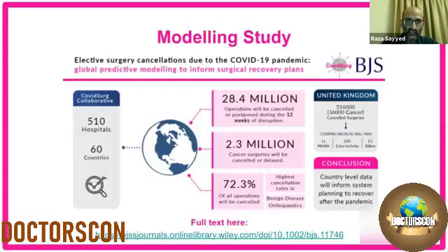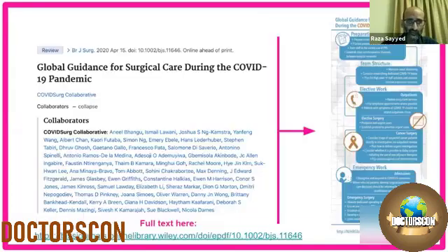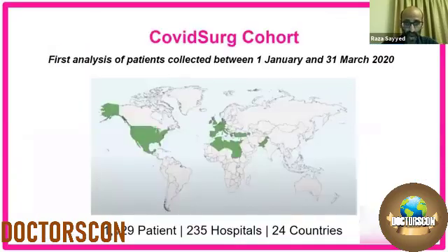The modeling study essentially looked at how many elective surgeries were cancelled worldwide due to COVID-19 pandemic, and it published itself. And after that, a lot of debate occurred because of the impact of the pandemic. And then the collaborative issued guidelines for surgical care during the pandemic, which was also published.